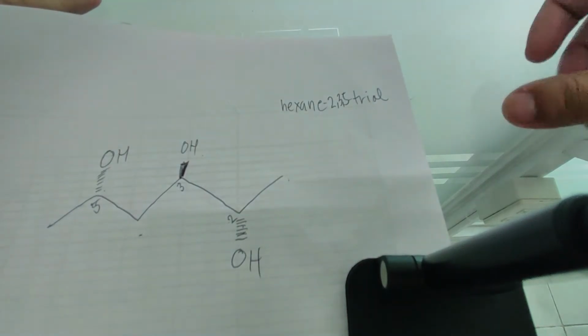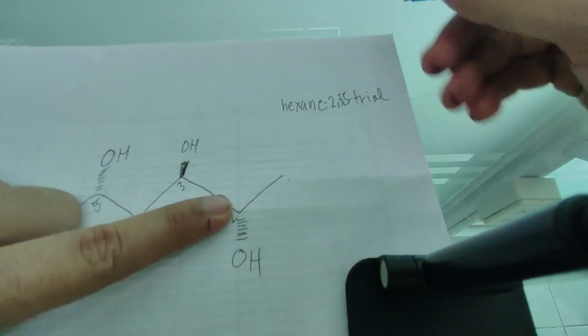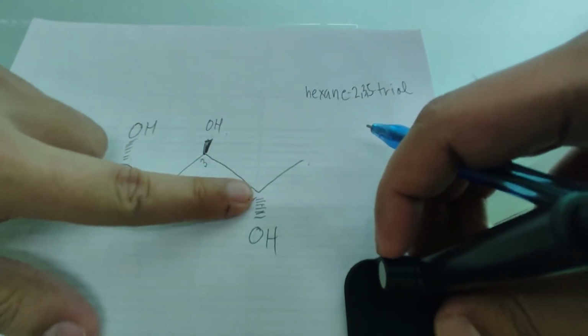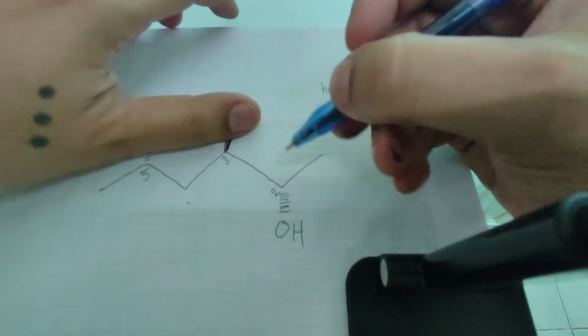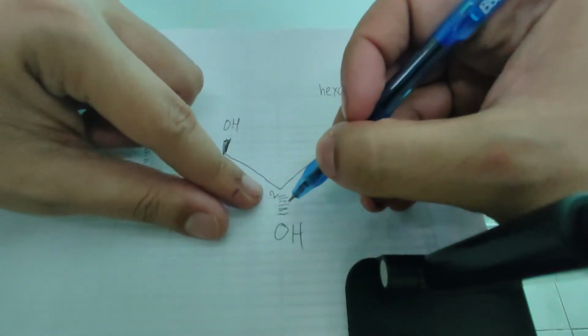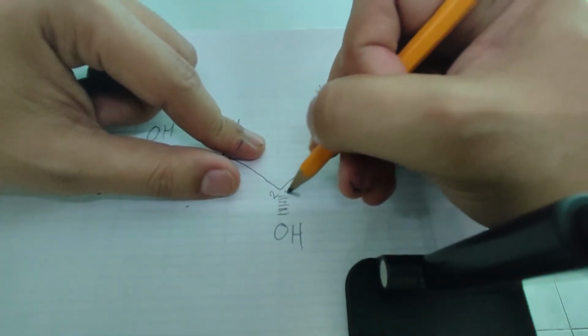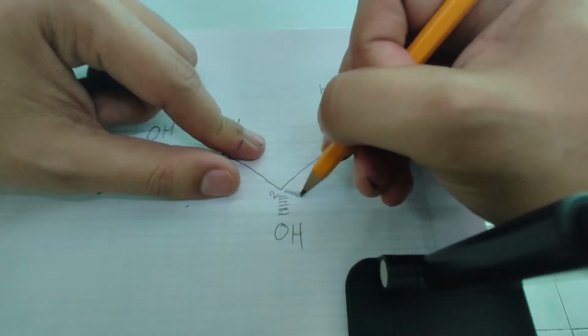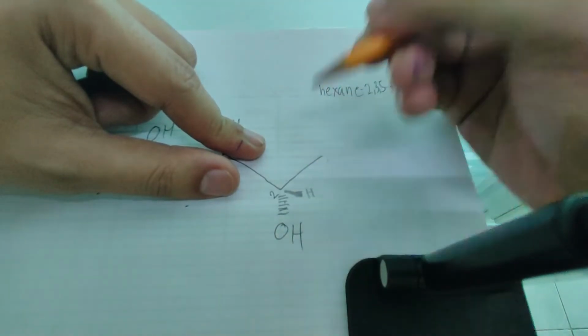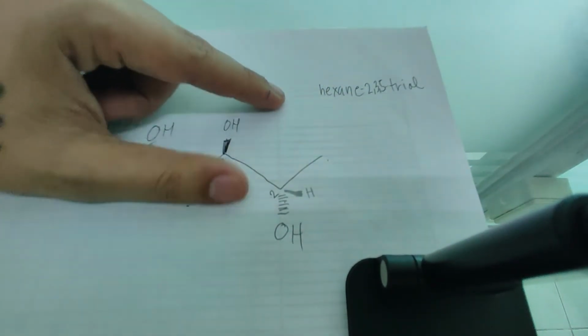But how about its configuration? Starting from position 2. Okay? So, this position 2, kita natin agad naka-dash itong hydroxyl group. Therefore, the hydrogen there is naka-wedge. Okay? So, we have to reverse later on, that's the rule.